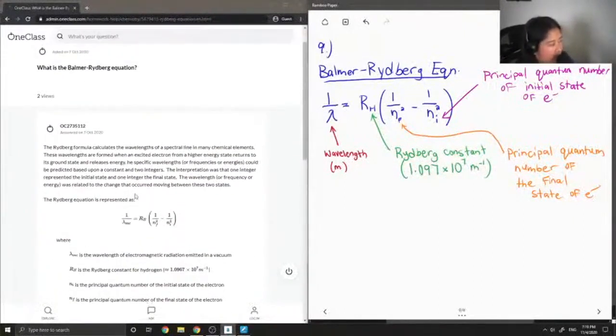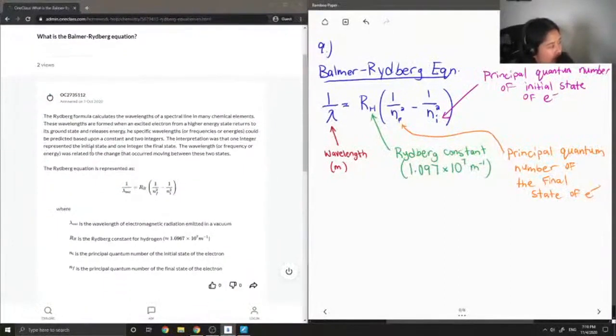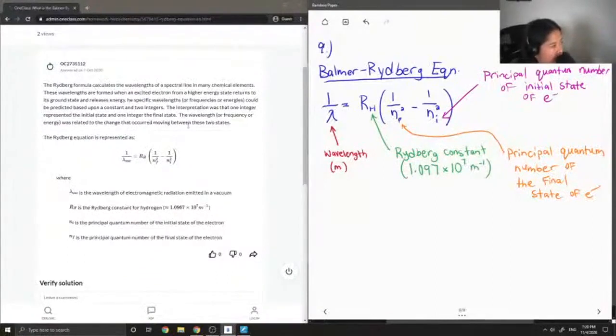Let's see what our junior tutor said. The Rydberg formula calculates the wavelengths of a spectral line in many chemical elements. These wavelengths are formed when an excited electron from a higher energy state returns to its ground state and releases energy. Specific wavelengths or frequencies or energies could be predicted based upon a constant and 2 integers. The interpretation was that one integer represented the initial state and one integer the final state. The wavelength or frequency or energy was related to the change that occurred moving between these two states.